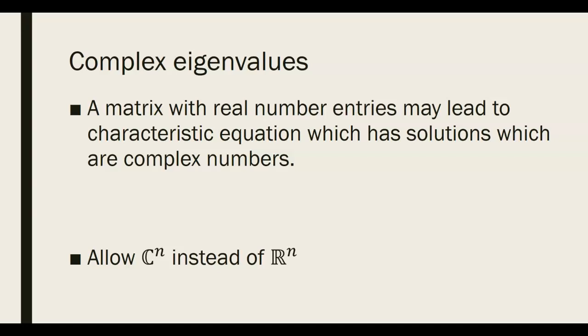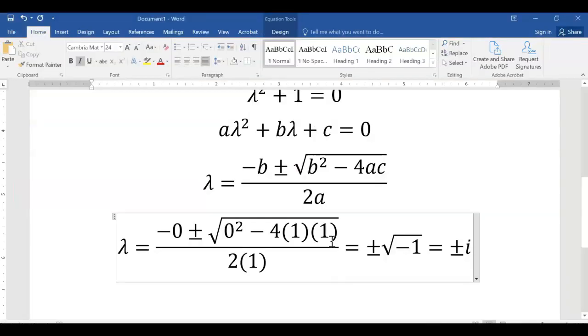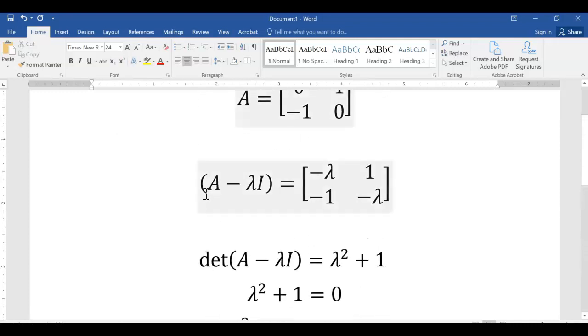In fact, let's take a look at my previous problem that I was doing. Obviously, what we did is we found i and negative i as my eigenvalues. So let's try to find an eigenvector that's associated with the eigenvalue of i. All right? So we're going to do the standard thing. We're going to take A minus lambda times the identity matrix.